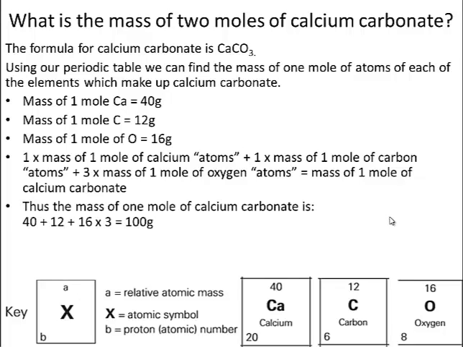So the mass of 1 mole of calcium carbonate will be equal to 40 grams plus 12 grams plus 16 grams times 3, giving us a total mass of 100 grams per mole of calcium carbonate. The question states, what is the mass of 2 moles of calcium carbonate? So if 1 mole of calcium carbonate weighs 100 grams, 2 moles of calcium carbonate will weigh 200 grams.